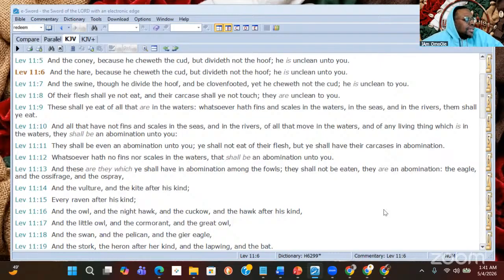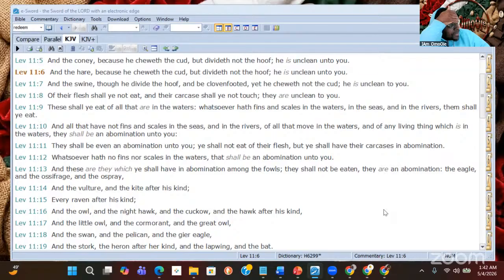And the swine, though he divideth the hoof, and be cloven footed, yet he cheweth not the cud, he is unclean to you. Oh, okay. They said that because a pig is an omnivore, not to eat the pig because it doesn't chew the cud. It doesn't only eat grass, basically. Of their flesh shall ye not eat, and their carcass shall ye not touch. They are unclean to you.